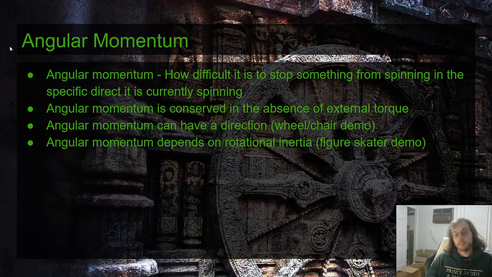So what is angular momentum? Well, angular momentum is how difficult it is to stop something from spinning in the specific direction that it's currently spinning. If you have positive angular momentum, it means that you are spinning forward. If you have a negative angular momentum, it means you're spinning backwards. Just like regular momentum, angular momentum is conserved in the absence of external forces, but in this case, external torques. So if nothing from outside a system is providing a torque on the system, then there you go.